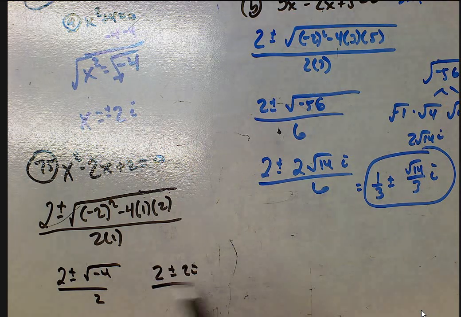And then simplified complex form, 2 divided by 2 is 1. 2 divided by 2 is 1 again, so I get 1 plus or minus i.